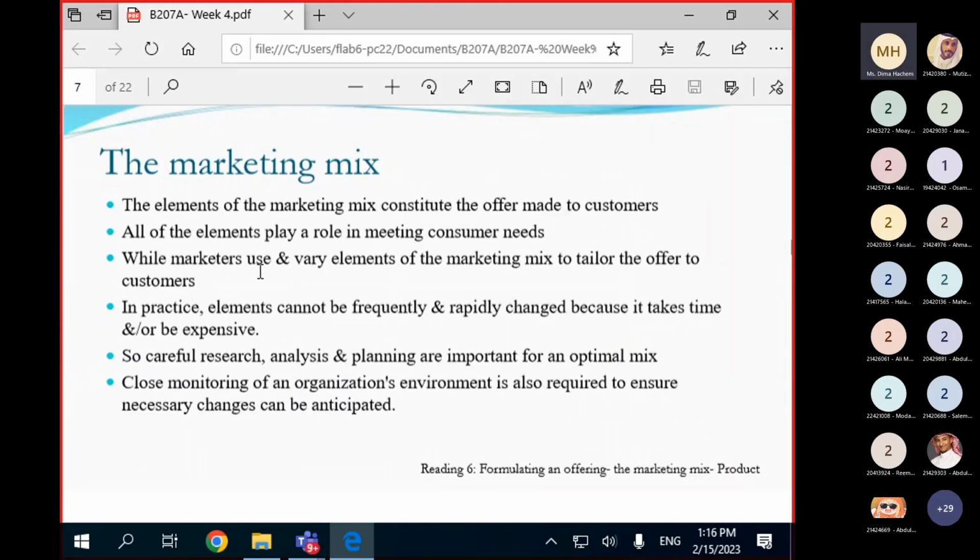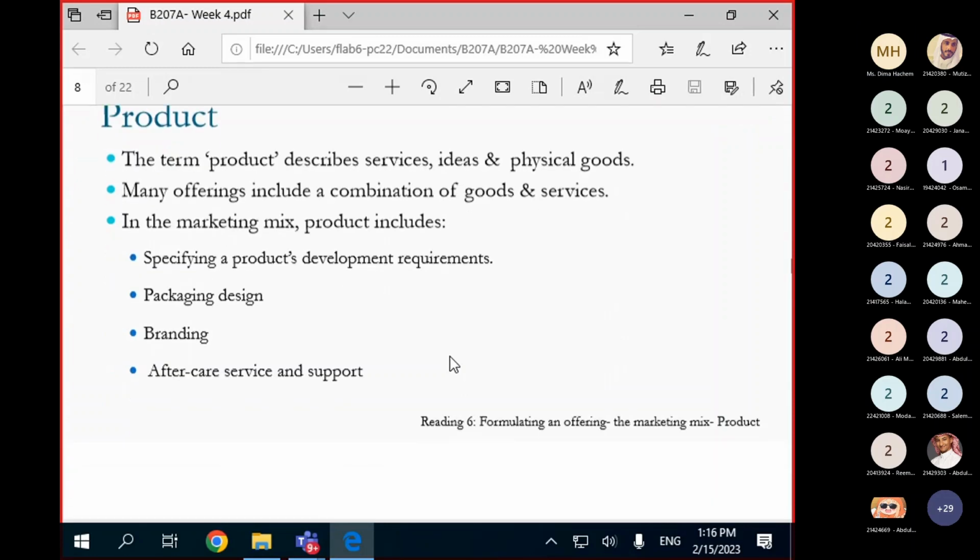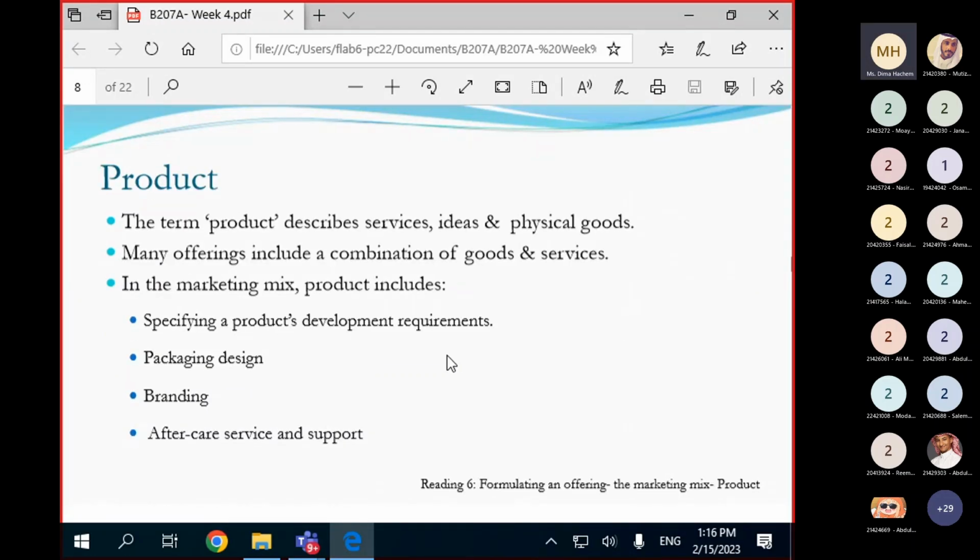Marketers use and vary elements of the marketing mix to tailor the offer to customers. This is what this company did. They changed some of the marketing mix elements, which is the place, to make it more attractive to me as a buyer. So careful research, analysis, and planning are very important for the greatest mix, for a perfect match to your target market. The first P out of the 4 Ps is product.